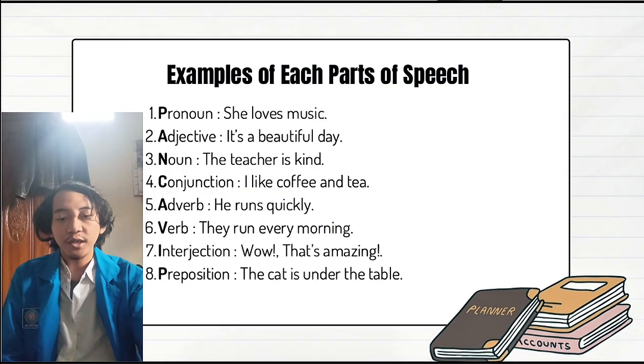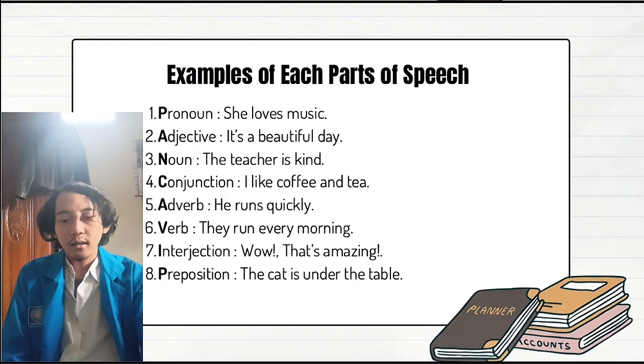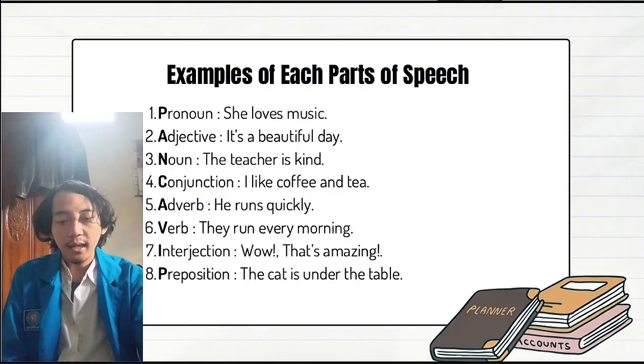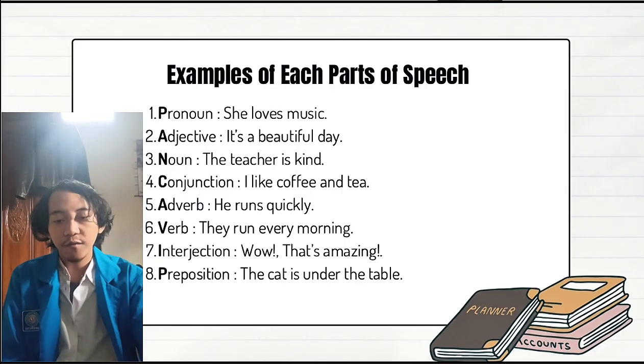For the example of each part of speech, the first is pronoun. The example is: she loves music. The second, adjective. For the example, it's a beautiful day. The third, noun. For the example: the teacher is kind. The fourth, conjunction. The example is: I like coffee and tea. The fifth is adverb. For the example: he runs quickly.